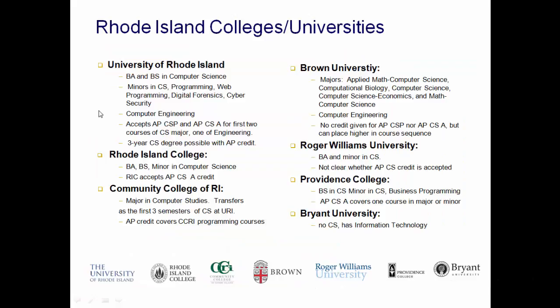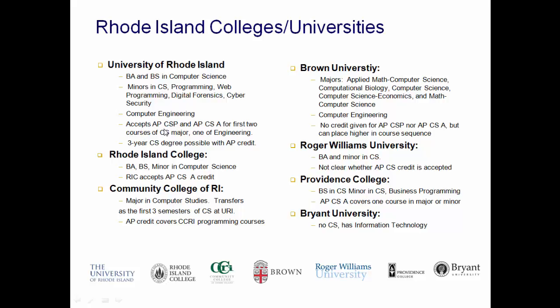Here's a brief summary of some of the programs available at the colleges and universities in Rhode Island. At the University of Rhode Island, we have both a BA, Bachelor of Arts, and a Bachelor of Science in Computer Science, so 2 different kinds of degrees you can get in computer science. We have minors in computer science, programming, web programming, digital forensics, and cybersecurity, and many others. We also have a separate computer engineering program in our engineering school, where you can learn about how to make computer systems, hardware, and that kind of thing.